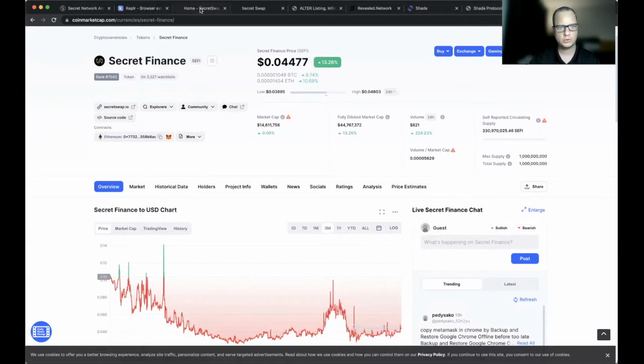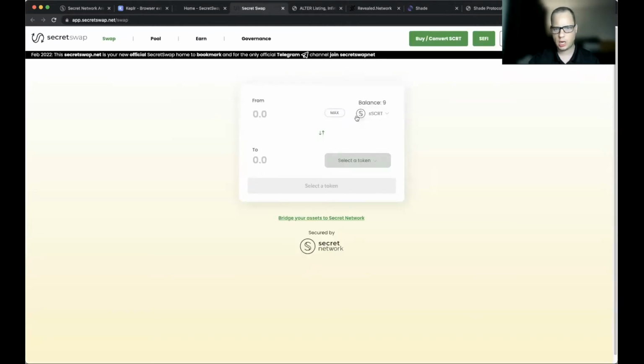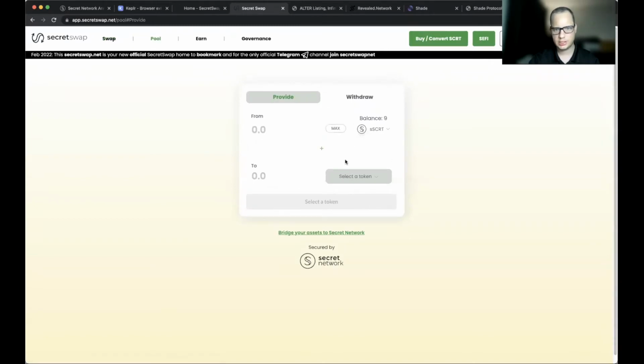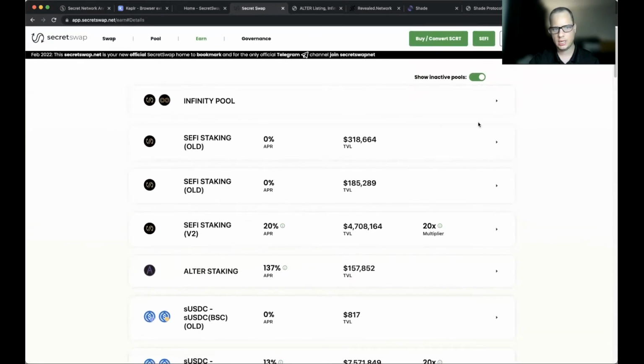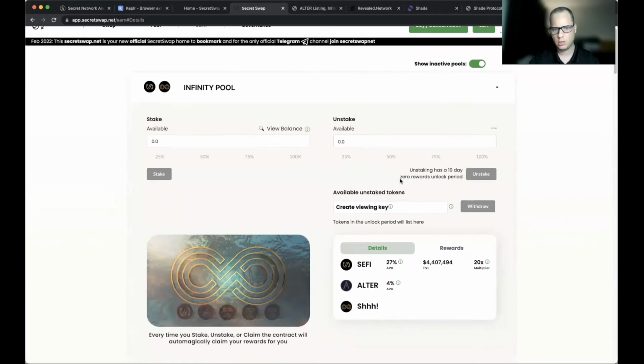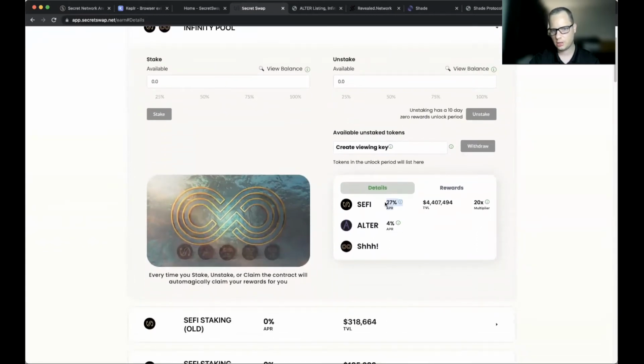To get exposure to this token, we'll run back to SecretSwap and swap some Secret for SEFI. But you can also go over to the pools, and this is where we'll add liquidity and start farming. They actually have an infinity pool, which I like a lot because you're getting 27% APR in SEFI, and you're also getting 4% APR in the new ALTER token.